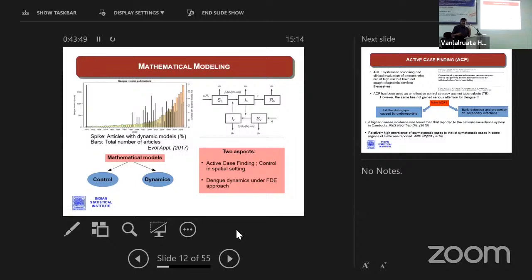Understand? How the disease transmission is going on, is it clear? Because all my lectures will depend on that. Is it clear, everybody? So this is the basic dynamics to represent dengue.